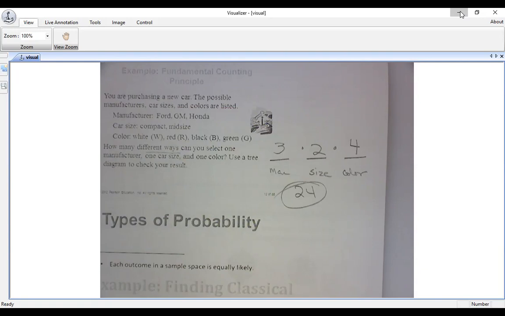So if you roll a number less than 5, tell me which numbers on the dice are less than 5. 1, 2, 3, 4. That's 4 sides out of 6, which you're right, we would reduce down to 2/3. And this is what it would look like.